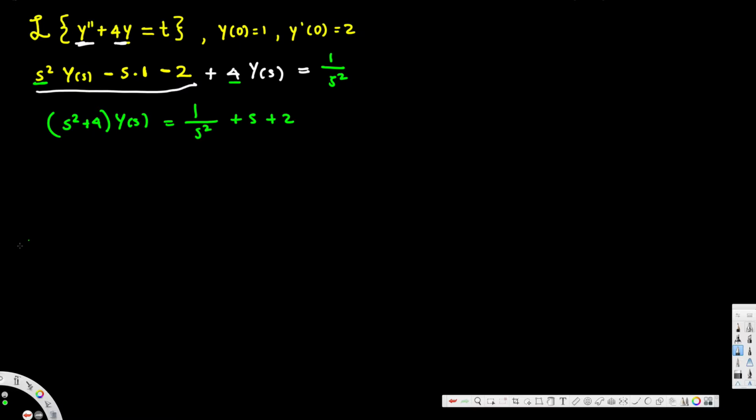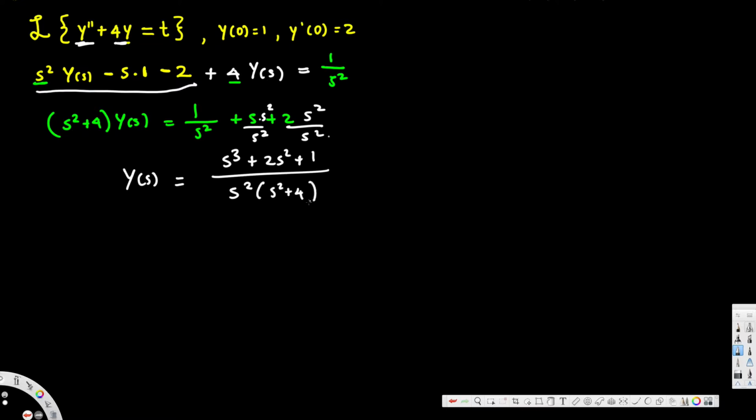Now to get the same denominator, what we can do is multiply this one by s square and divide this one by s square, and we can do the same thing for this one as well, 2s square over s square. In that way we can add them together, and if we add them together, this is going to be s square over s cube. This one is s cube, plus here we have 2s square plus 1, and Y of s, here we have s square plus 4. If I bring that to the other side, it's going to be in the denominator, so s square plus 4 in the denominator, like this.